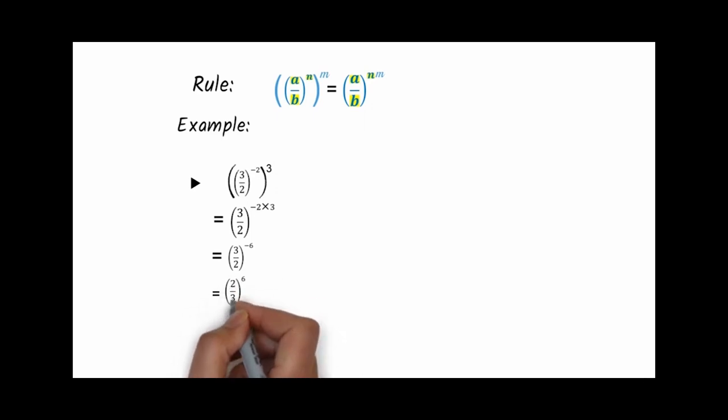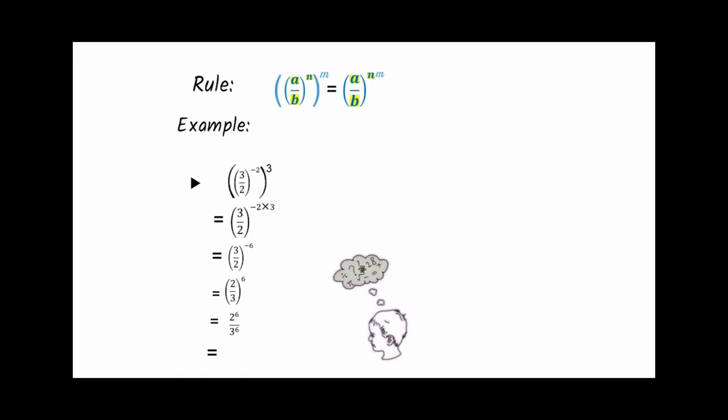So that becomes 2 over 3 raised to the power of 6. Using our first rule, this is equivalent to 2 raised to the power of 6 over 3 raised to the power of 6. And that is equal to 64 over 729.